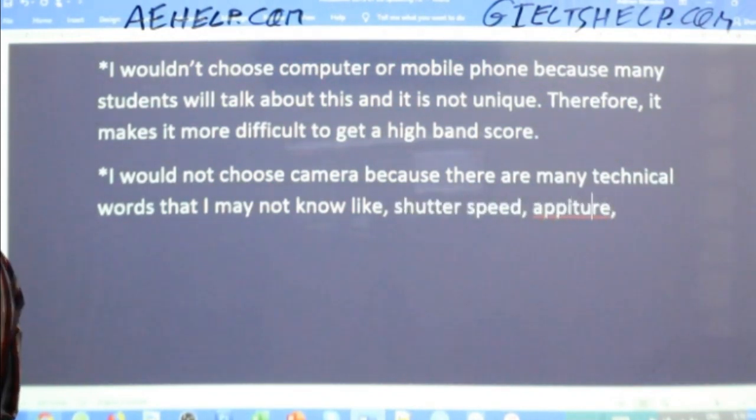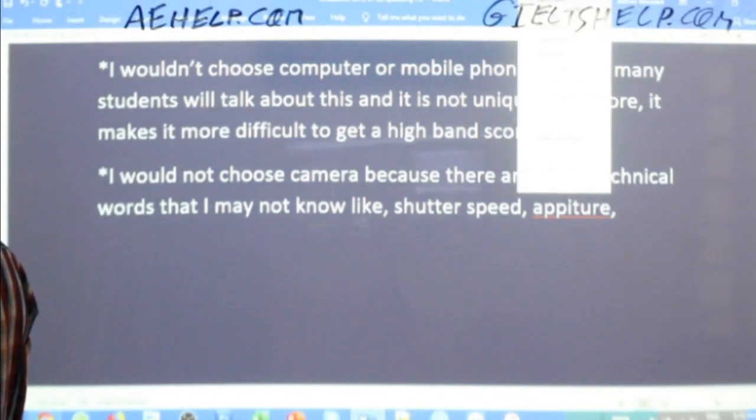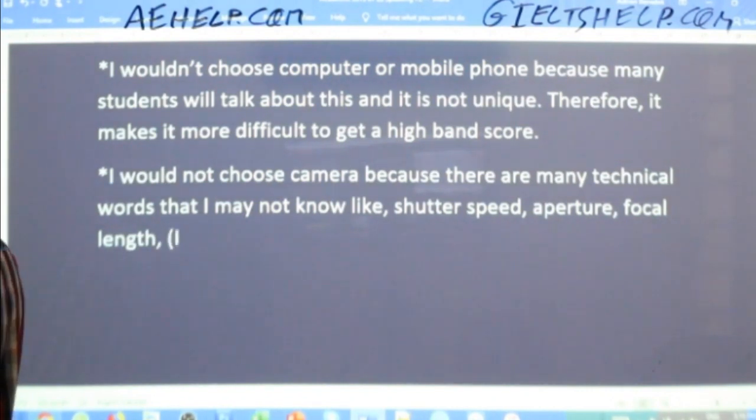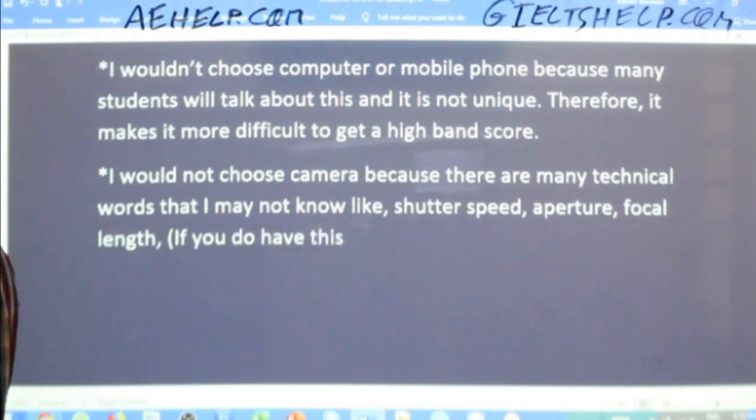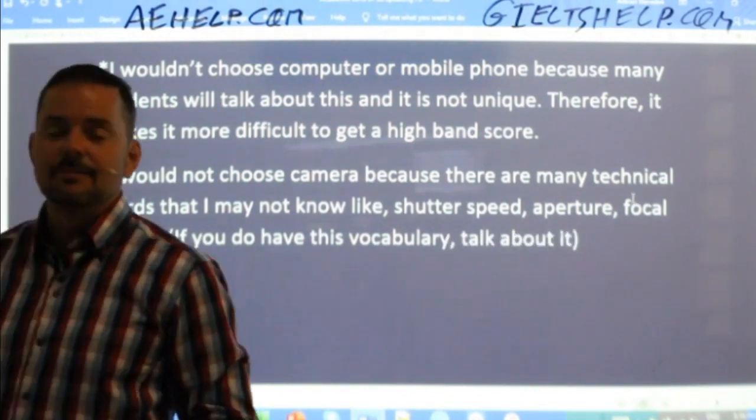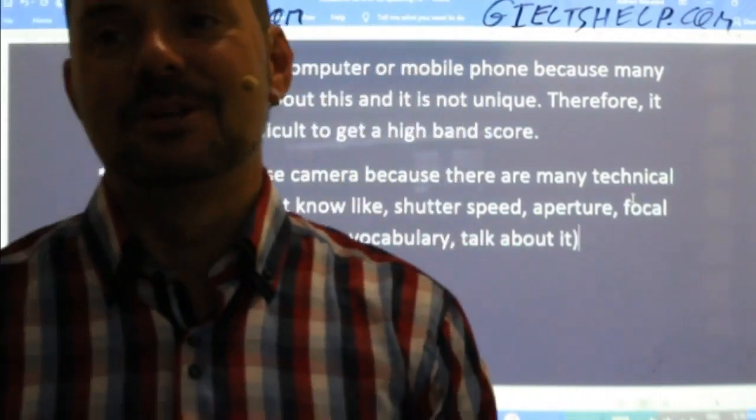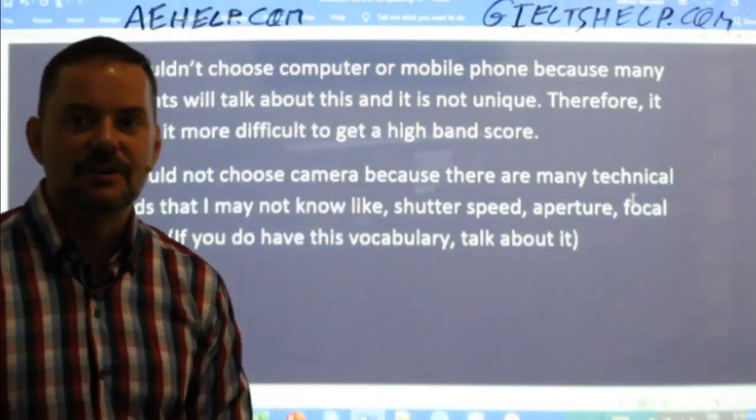Nope. Aperture, focal length. Okay. So if you don't know those words, don't talk about the camera. If you do have this vocabulary, great, talk about it. I'll be honest with you, I use a lot of cameras in my company and in my life, and still I don't even know all the technical words about the camera. So be very, very careful.